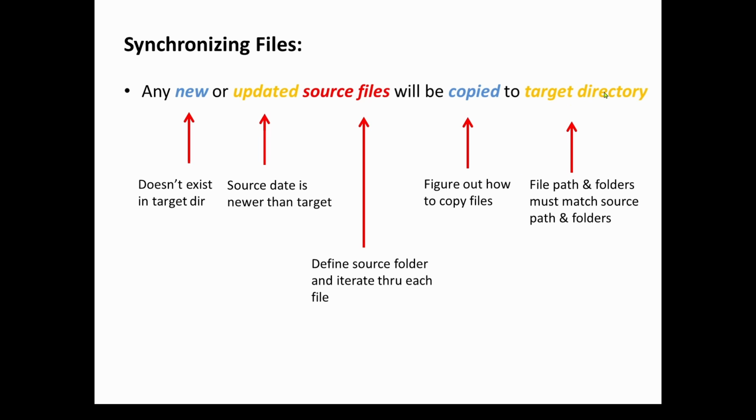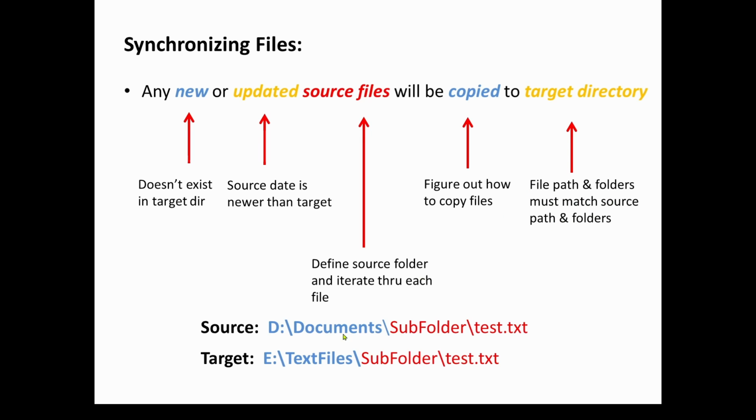And then target directory, we have to make sure if we're going to copy files from certain folders on the source directory, we're going to have to match that file path and folders to the target directory. So for example, if I'm copying from the D documents source directory and I'm copying a folder called subfolder that has a file called test.txt, I need to remap it to this target directory that might be e-text files. So we're going to have to figure out, here's our source directory, but what do we need to do to convert that to a target directory?